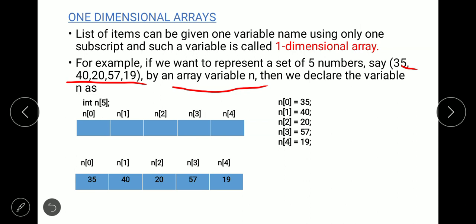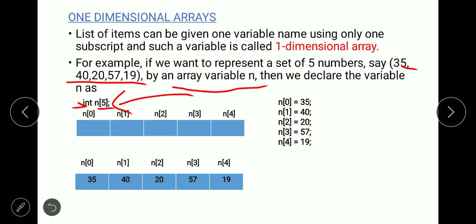So we can declare this variable like this. See the syntax. Since all the numbers are of integer type, we are going to use the data type int. It is a normal declaration of variables, the same way we used to declare integer or float. Int, variable name is n. The only difference is we are going to represent the size of the array. So here 5 represents the size of the array.